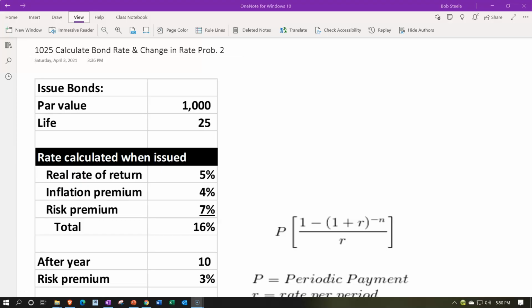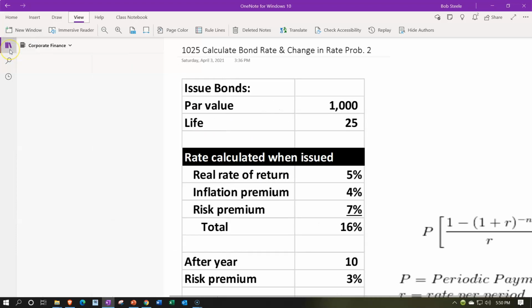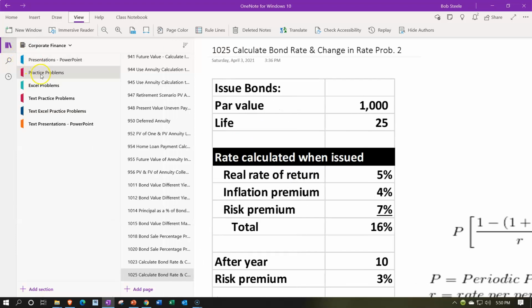Here we are in OneNote. If you have access to OneNote and would like to follow along, you're not required to, but if you would like to, we're going to be on the icon on the left-hand side. We're down here in the practice problems and the 1025 calculate bond rate and change in rate Prob 2 tab.